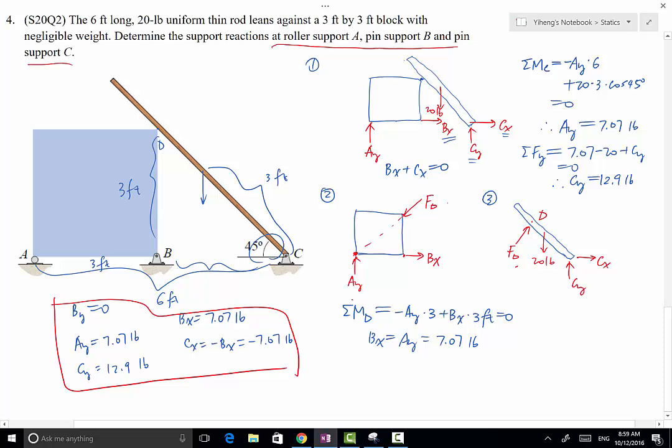And we have solved for all the support reactions without solving for the force FD.